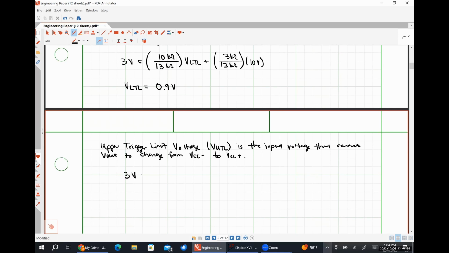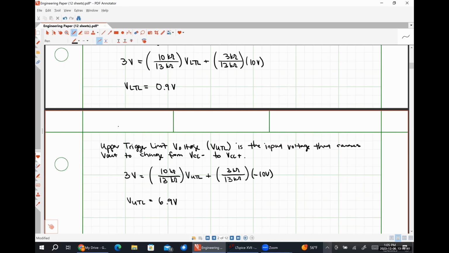So we'll have 3 volts is equal to 10 kiloohms over 13 kiloohms times the UTL plus 3 kiloohms over 13 kiloohms, and VCC minus was negative 10. So take a moment and figure out what the UTL should be. Got something? 6.9 volts.